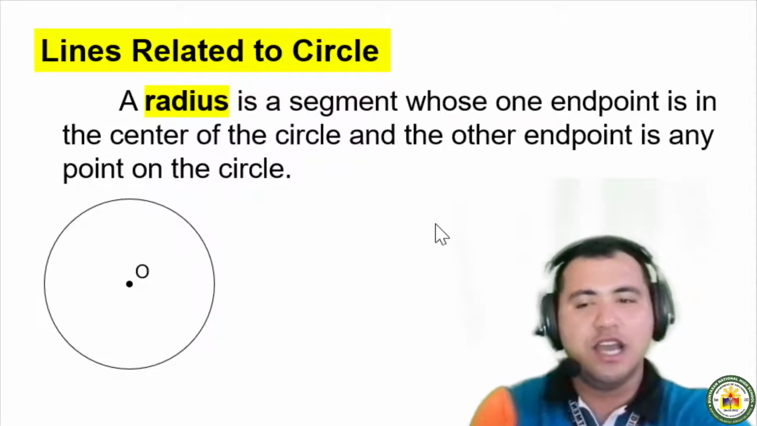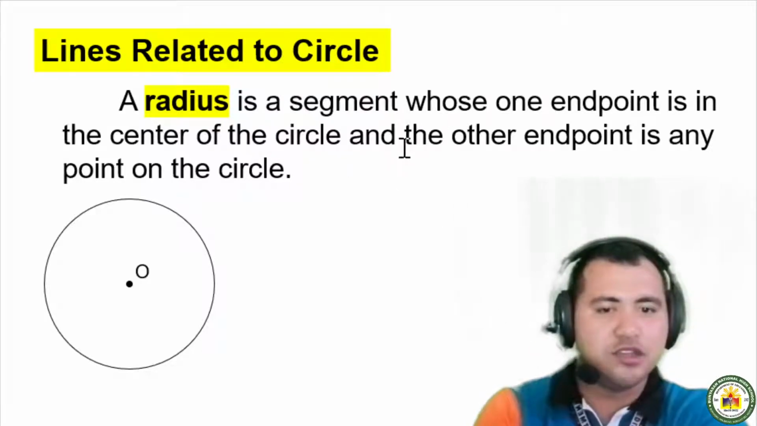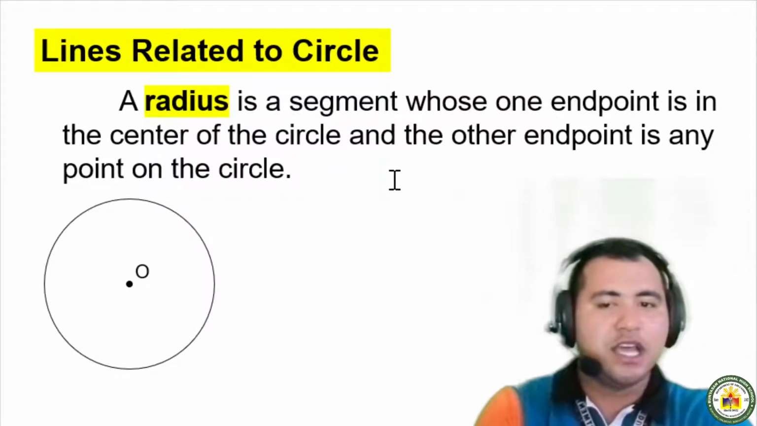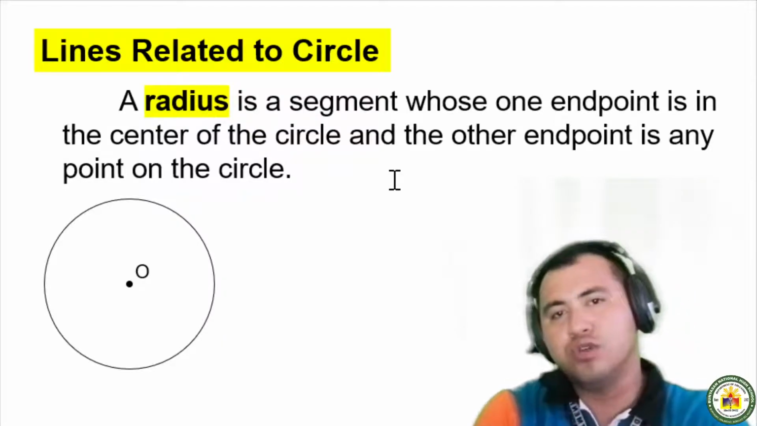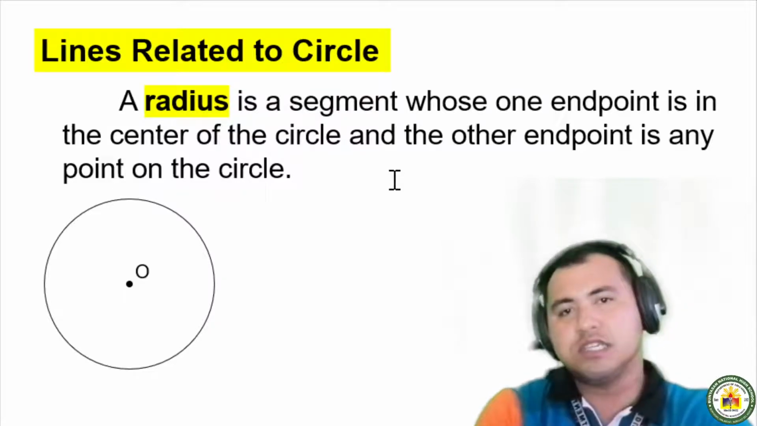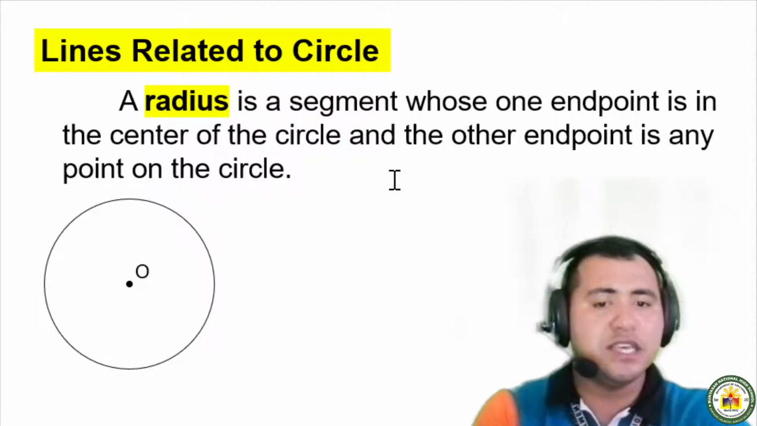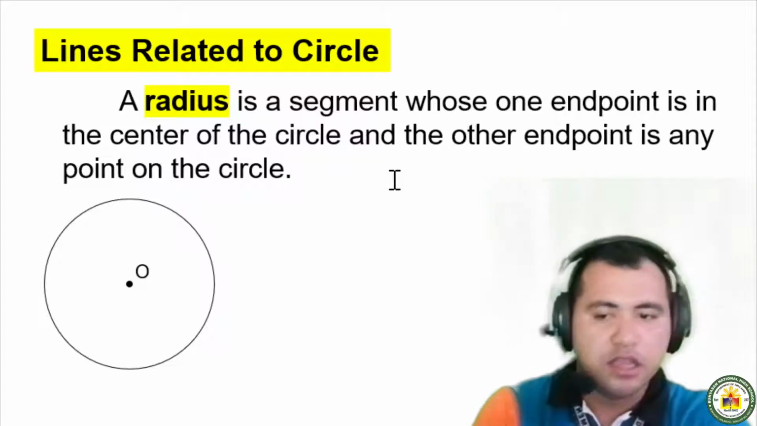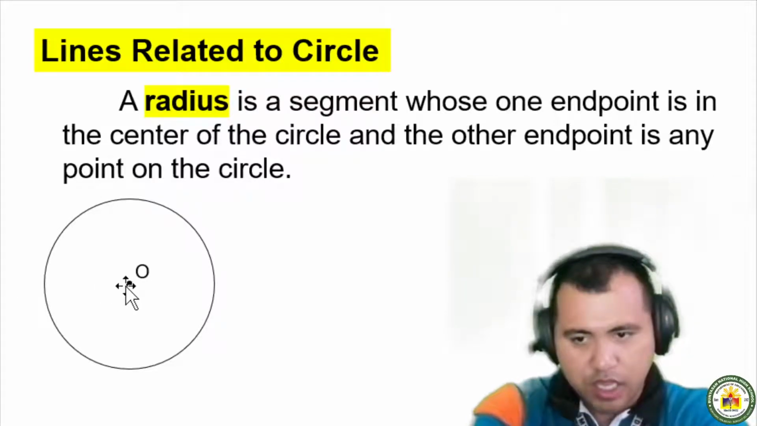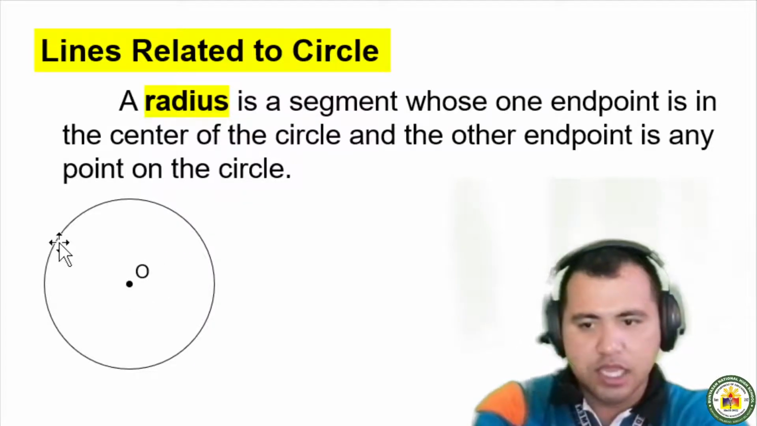Klaro kaayo diha nga si radius usa ka segment. When you see segment, as we discussed in our previous video, segment is a part of a line that has two endpoints. So, when we talk about radius, it is a segment nga diin ang usa ka endpoint naa sa center sa circle, ang usa is any point on the circle. Ang usa ka endpoint naa sa tunga, the other endpoint bisan asa aning kilid.